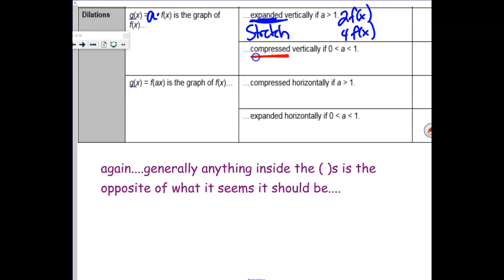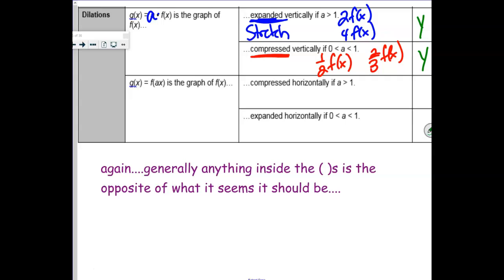But a vertical compression, and that's the word I'd like you to use, compression, is if your a value in front is something between 0 and 1. So something like half of f of x, or 2/3 of f of x. What variable is it going to change if you're multiplying your function by half or by 2? Is it changing the x or the y if it's a vertical dilation? Vertical meaning y's, very good. So both of these are going to affect the y values.